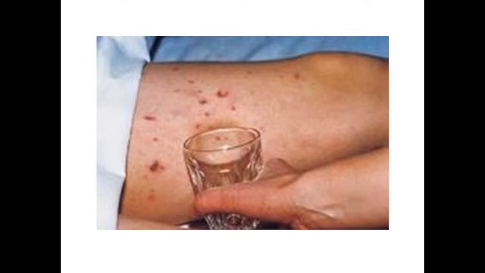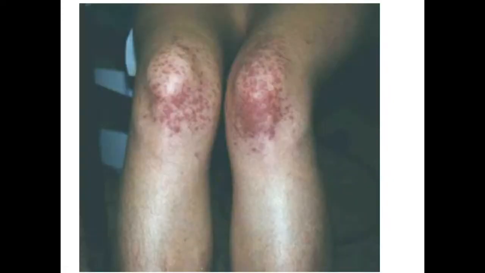And in this slide you can see this rash on the skin, hemorrhagic rash. When you press on the skin with a glass, you can see this rash. It's a hemorrhagic rash. And here, you can see the hemorrhagic rash.